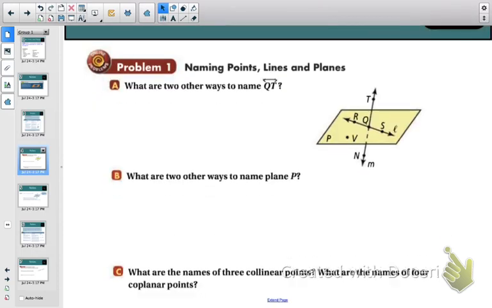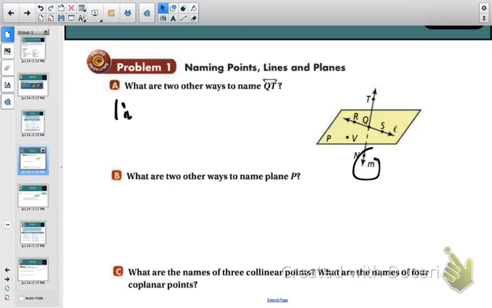Okay, so look at problem 1 here, just naming points, lines, and planes. What are 2 other ways to name line QT? So QT is this vertical line right here. So basically you can use any 2 points on that line. You could also just call it line M.